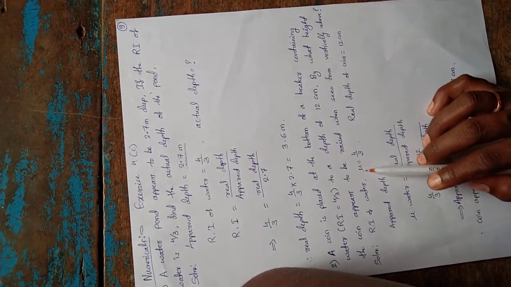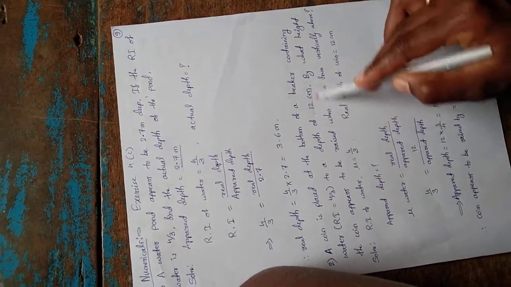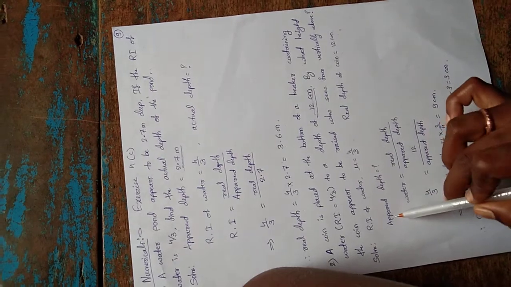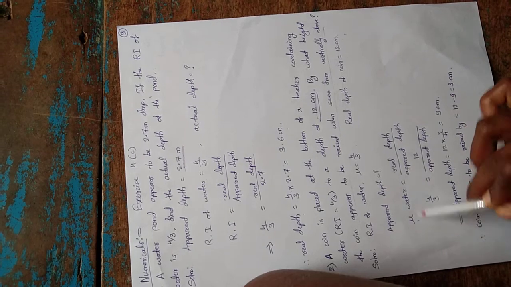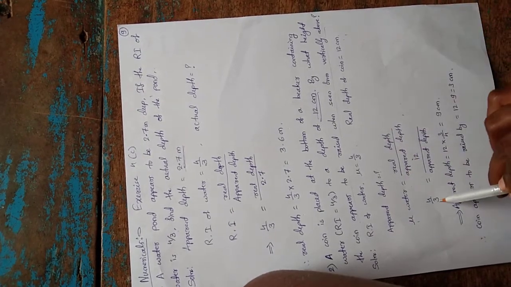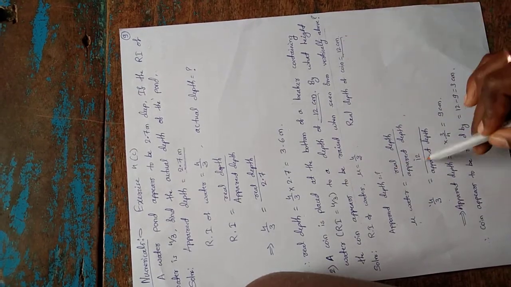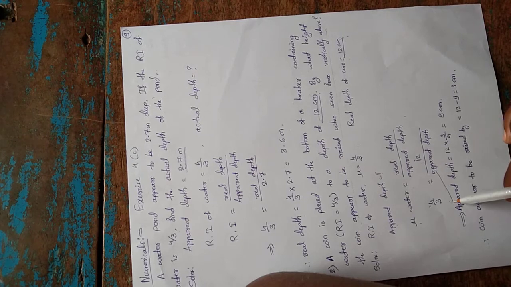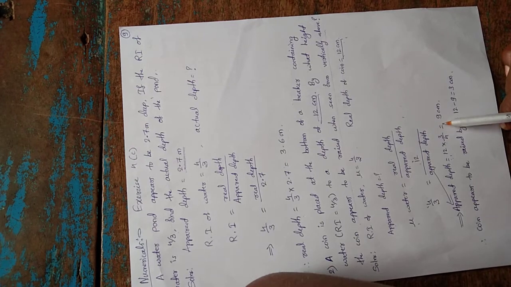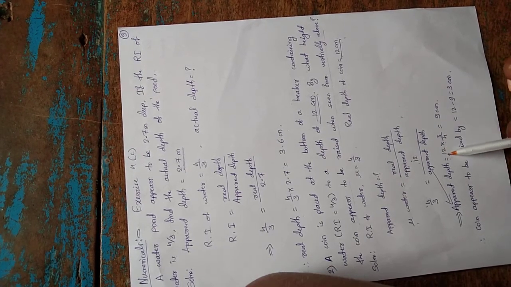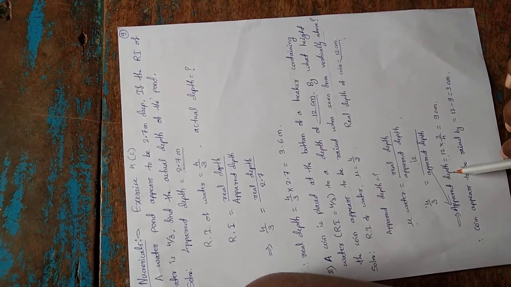Refractive index of water, mu, is equal to 4/3. Real depth of the coin is 12 centimeter. We want the apparent depth. Formula: refractive index of water is equal to real depth by apparent depth. 4/3 is equal to 12 by apparent depth. Then taking apparent depth outside, that is equal to 12 into 3/4. So 4 ones are 4, 4 threes are 12, 3 into 3, 9 centimeter is the apparent depth.